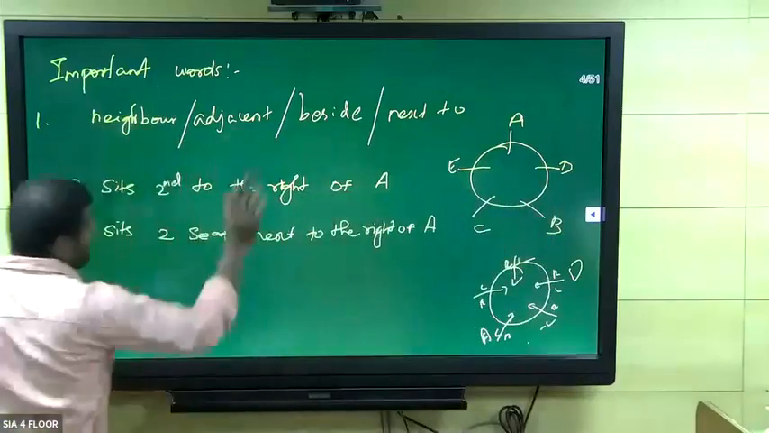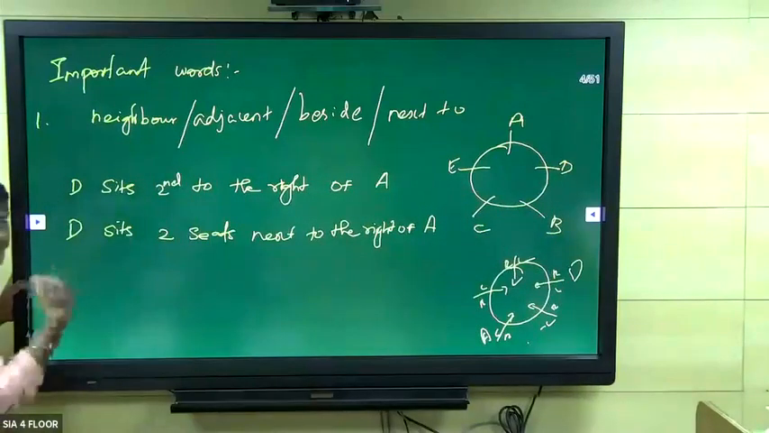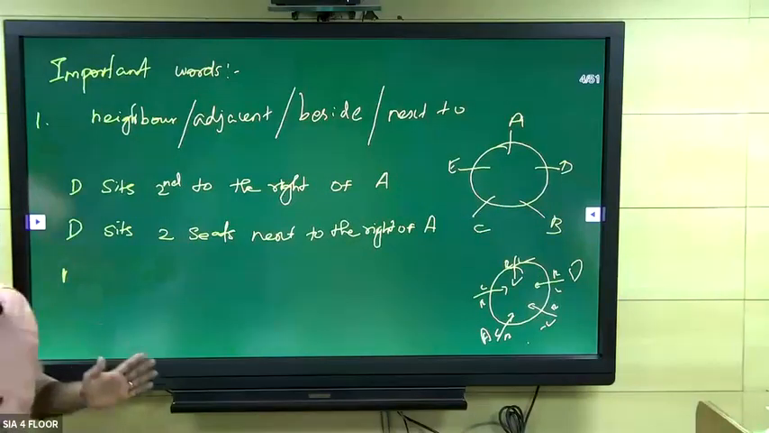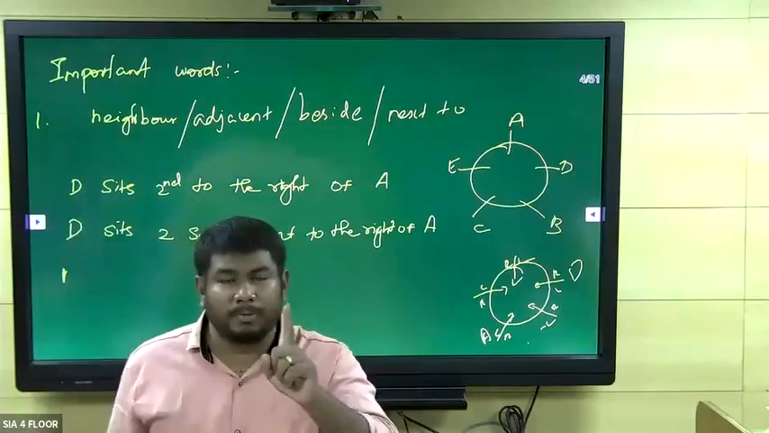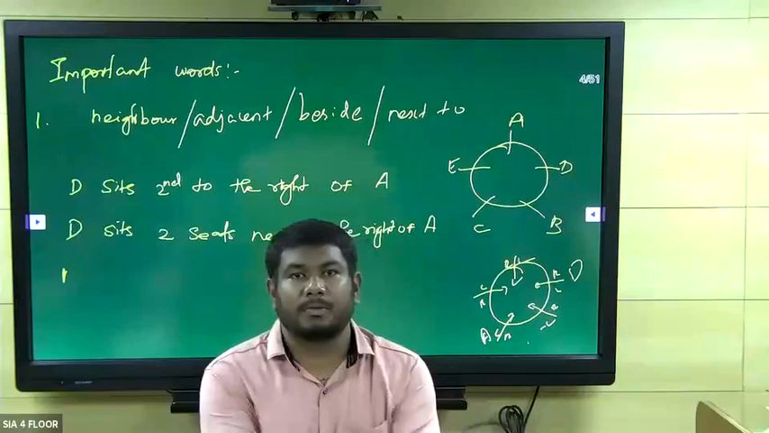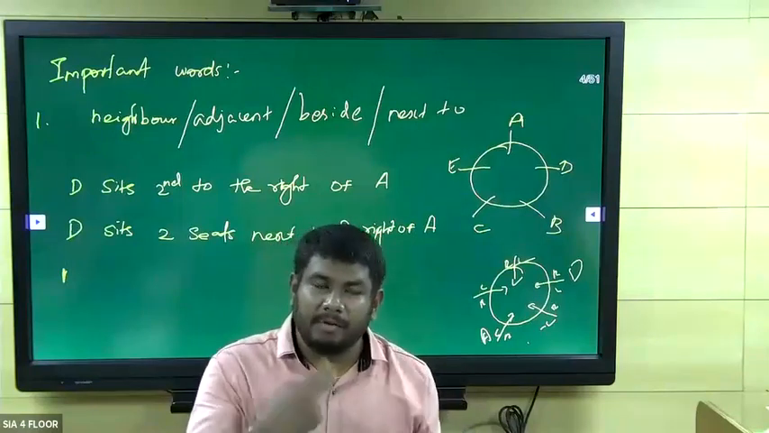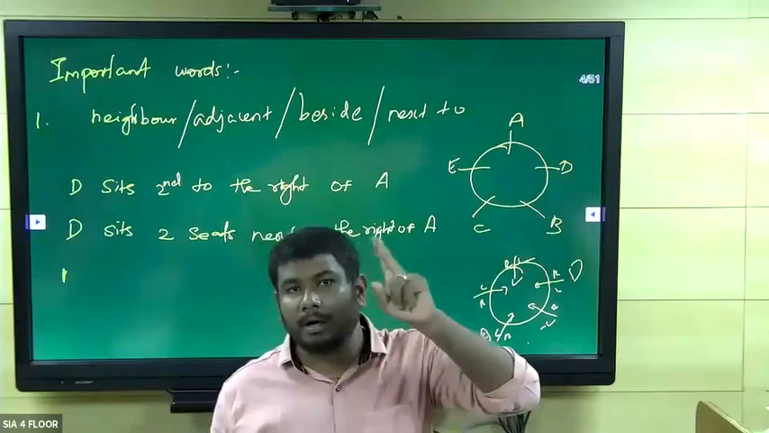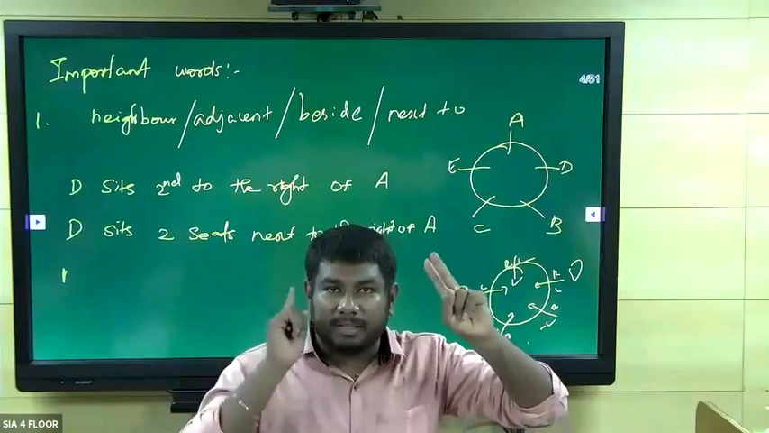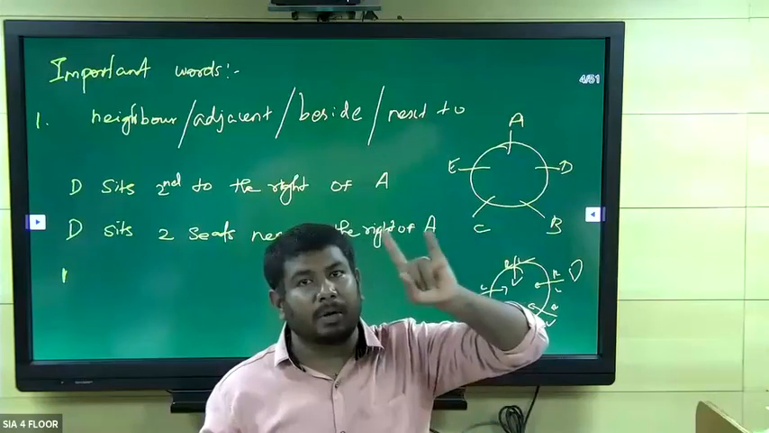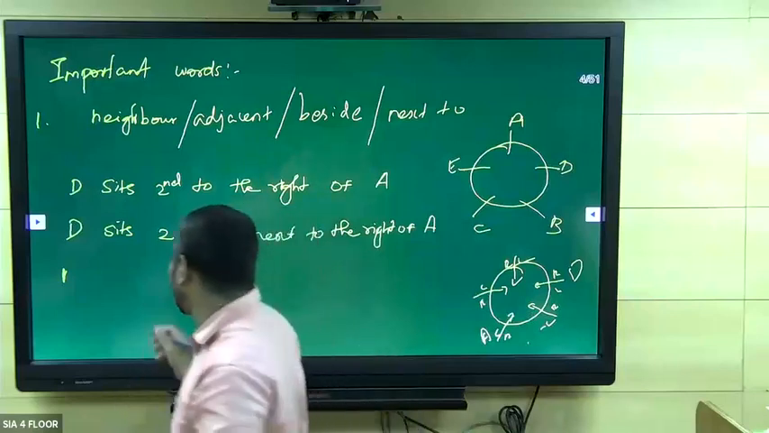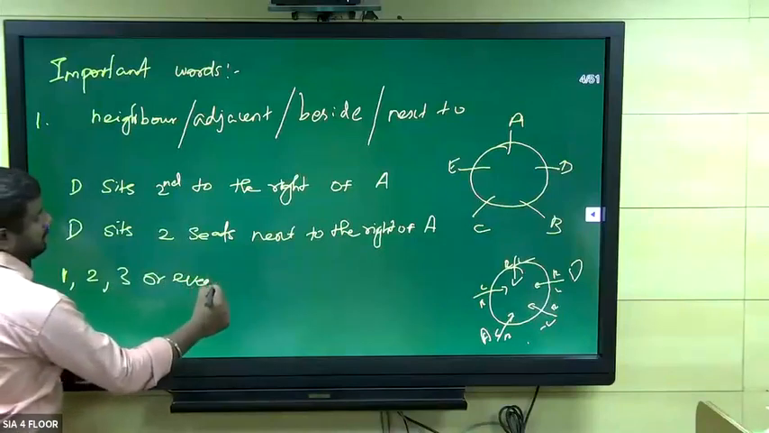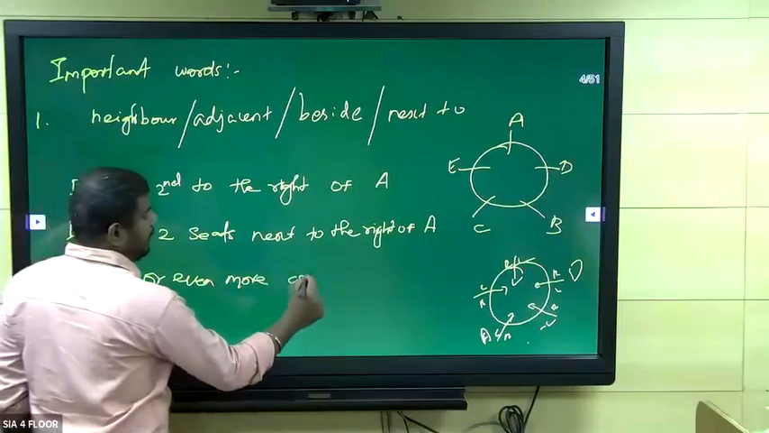And that's all about the important words. One more piece of information I want to convey to you. Sometimes for a given paragraph, we will get only one possible arrangement for the question. Sometimes we will get two possible arrangements for the same given question. For a single given paragraph itself, we will get 1, 2, 3, 4 or even more arrangements.